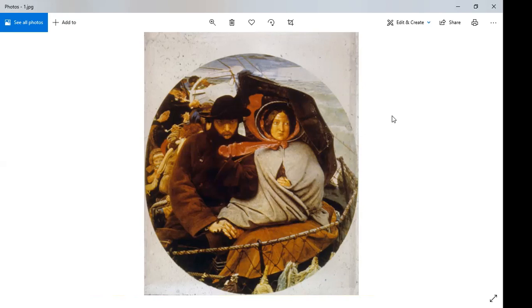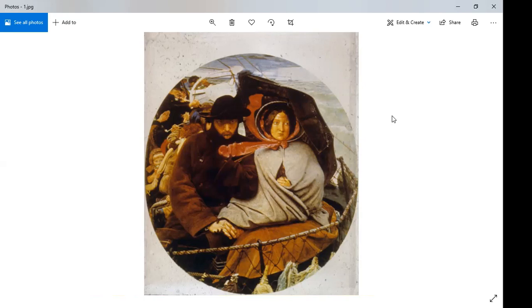The message in one sentence of this painting is, not only should we not disrespect or be prejudiced against our fellow English citizens who choose to move to a new country and start a new life, but we should honor their courage. That's a pretty powerful message.